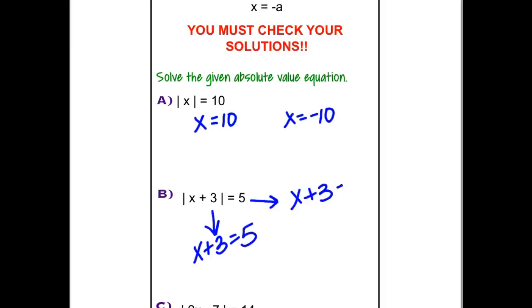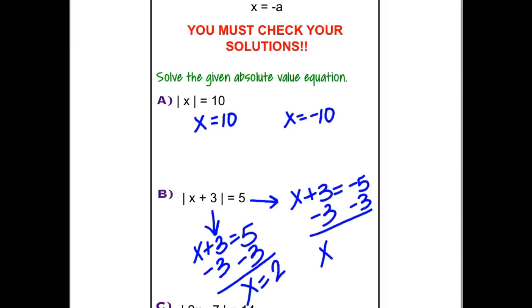And then we're going to use the same order of operations that we've been using to get x by itself. So we're going to subtract the 3. So we're going to get x equals 3. Nope, x equals 2. And then we get x equals negative 8. And if we put those back in, 2 plus 3 is 5, absolute value of 5 is 5. Negative 8 plus 3 is negative 5, but absolute value of negative 5 is 5.